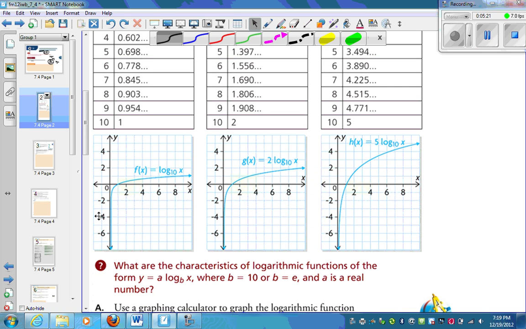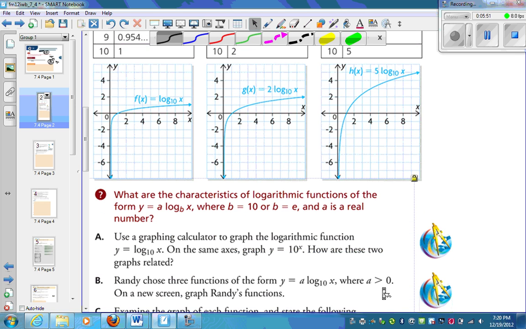Okay, so this was log 10. Notice it has an x-intercept of 1. This is 2 log 10, still an x-intercept of 1, only it goes a little higher afterwards. And this is 5 log 10, even higher, still an x-intercept of 1. All of these are increasing. As we go from left to right, the values of y increase. At first they increase really fast, and then they slow down a bit. Increasing, increasing.